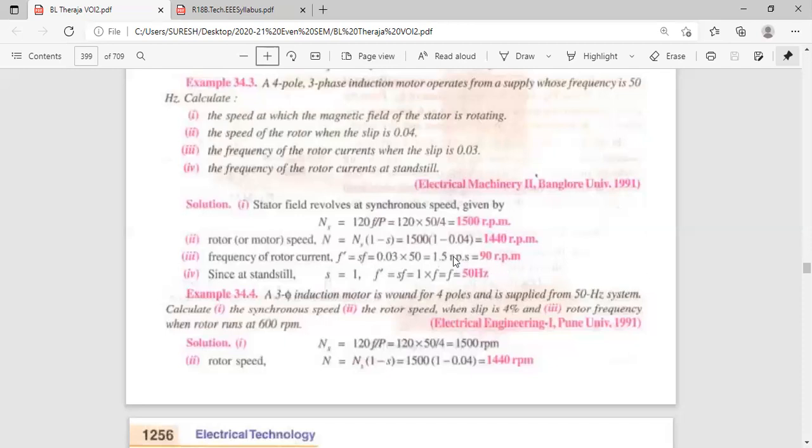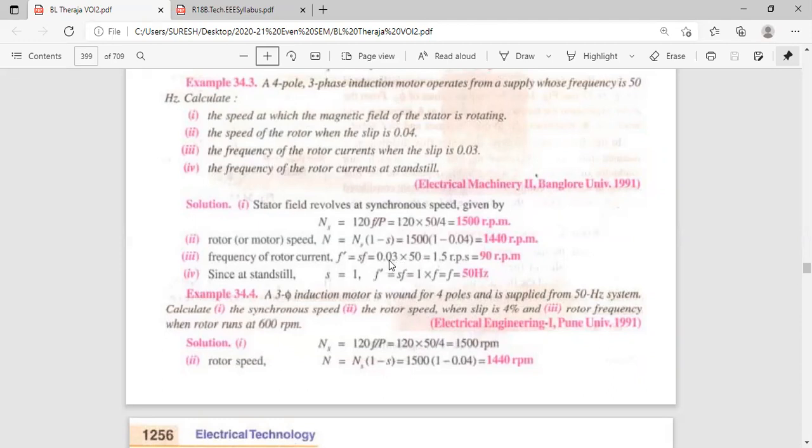But we want it in revolutions per minute. How to convert RPS to RPM? Revolutions per second to revolutions per minute: multiply with 60, because 1 minute is equal to 60 seconds. 1.5 into 60, we will get 90 RPM, revolutions per minute. This is the frequency F dash. Is it clear? Third bit. Slip is 0.03. Frequency is 50.